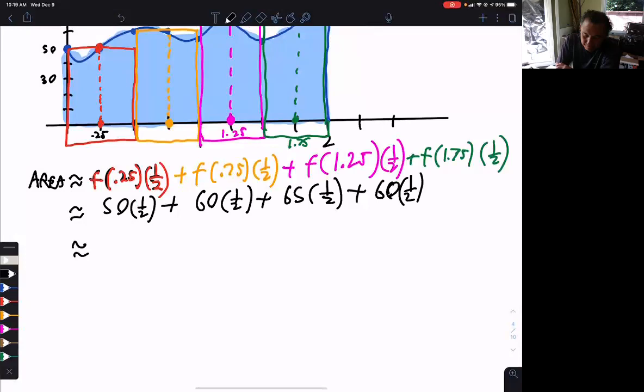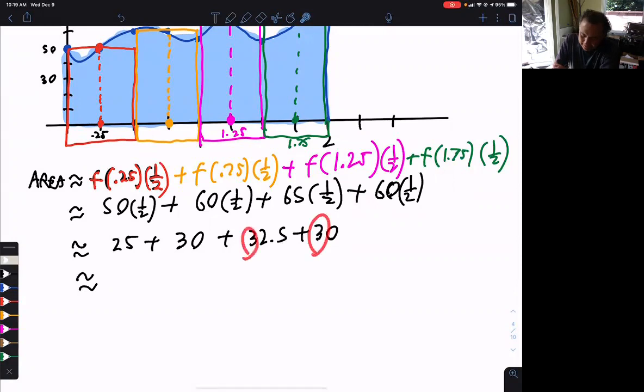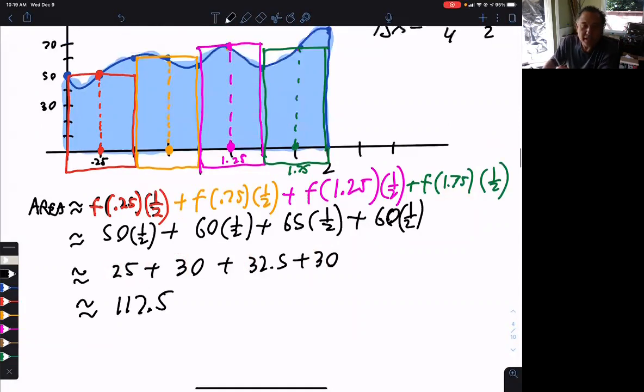So this is going to be half of 50 is 25. Half of 60 is 30. Half of 65 is 32.5. And half of 60 is 30. And what is that? 25, 55, 87.5, 117.5. There you go. That is number 37, midpoint.